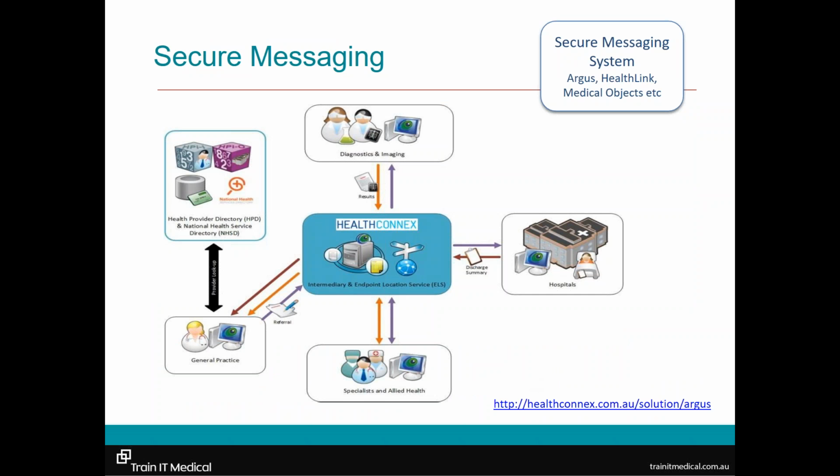When it comes to how you send securely, as I said, secure messaging really means encrypted emailing, and we have to send and receive, and they need to be able to decrypt it. So it has always been, if you're using Argus, the recipient needs Argus. If you're using HealthLink, the recipient uses HealthLink.